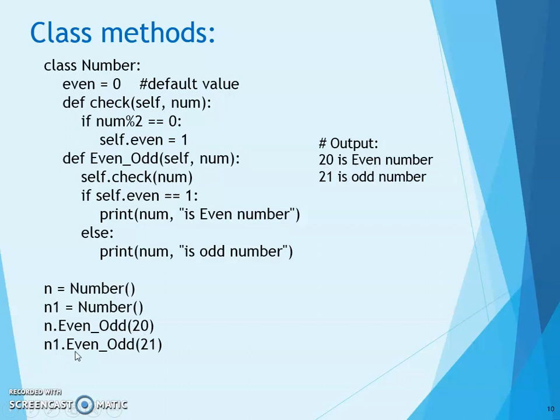Now when we are again calling the same method, that is even_odd, and we are passing 21, this value is still 0 as we have not used any init method.